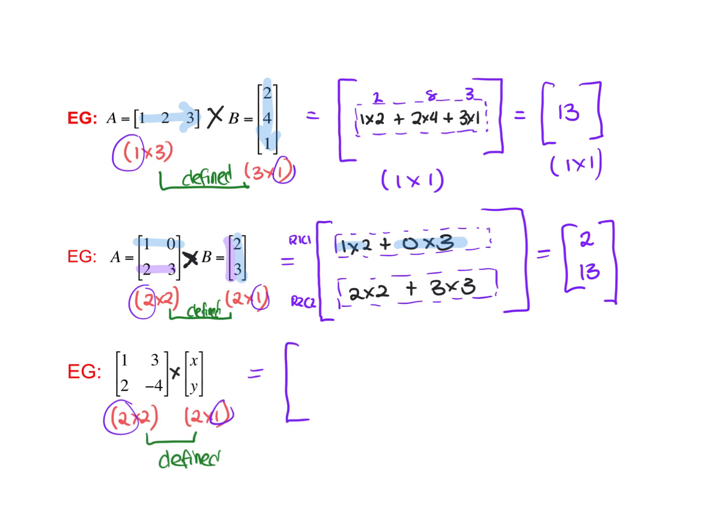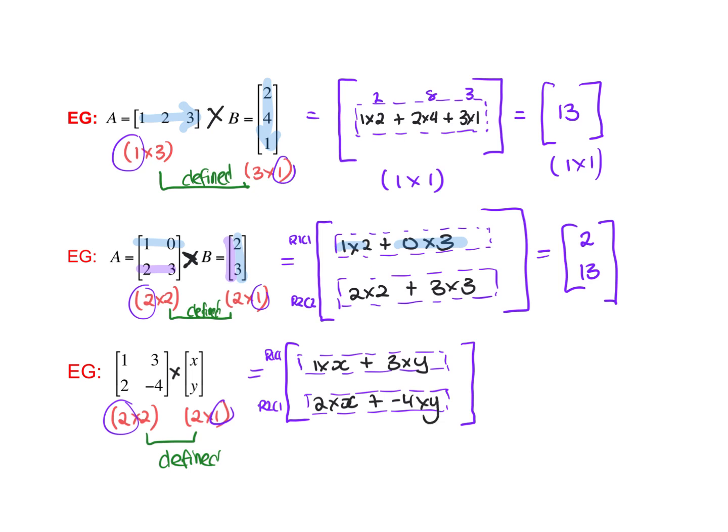So we'll do like we always do and set it up. I'm going to have 2 rows with 1 column, so that means 1 element in each. So this is row 1, column 1, row 2, column 1. I'm going to say 1 times x plus 3 times y. That's the first one. And then the next one will be 2 times x plus negative 4 times y.